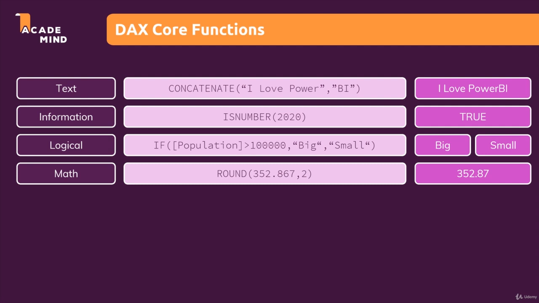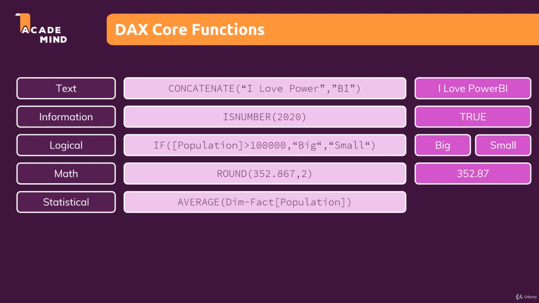We are almost done. 3 more function types to come though. The next one are statistical functions, and here I can finally show you an example I was referring to plenty of times throughout the course, the average function here. Average here would calculate the average of the population column in the dim fact table. I do not present the result right here as I didn't calculate it yet. We can do it, of course, later together.